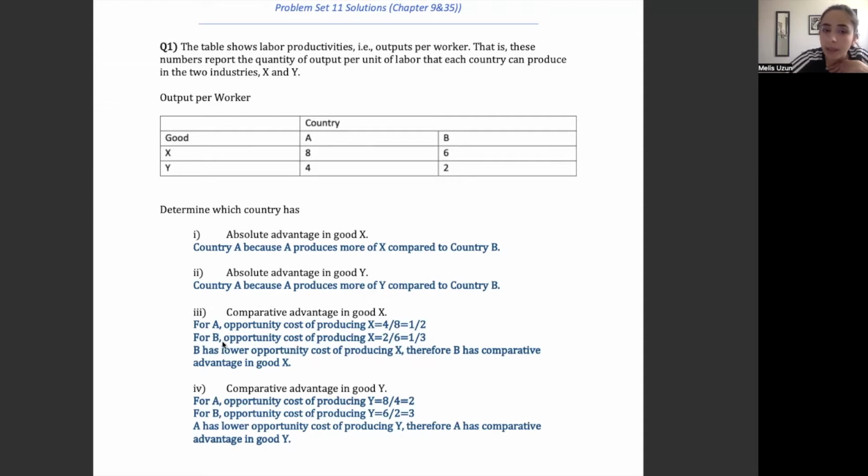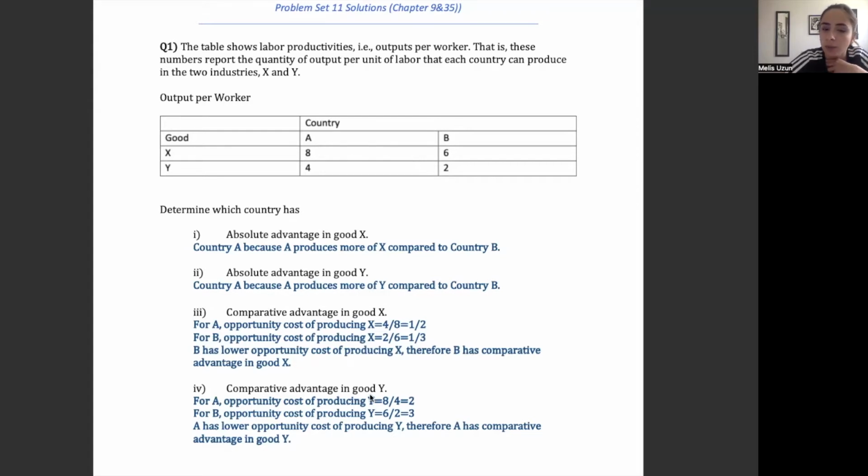For country B, the opportunity cost of producing X, we divide 2 by 6, and it is equal to 1 divided by 3. So which one is lower? 1 divided by 3 is lower. So country B has a lower opportunity cost of producing X. Therefore, we say country B has a comparative advantage in good X.